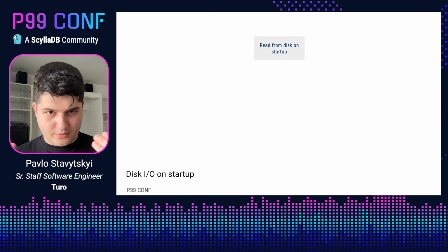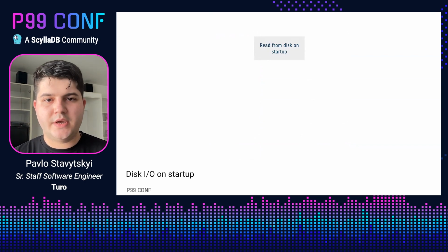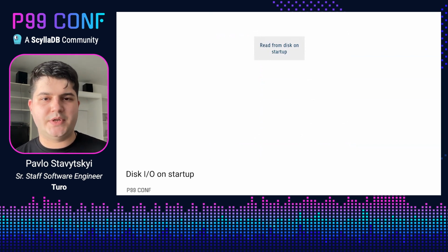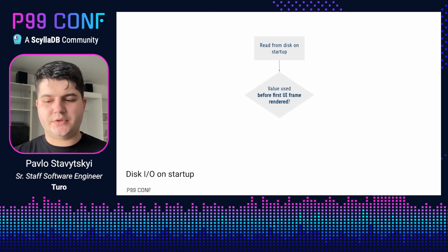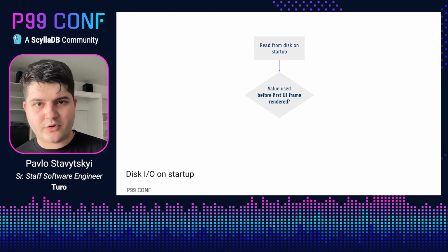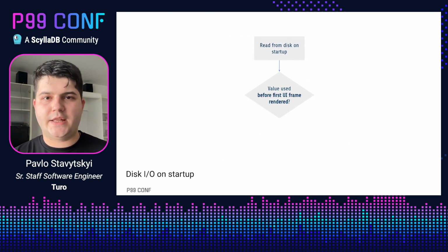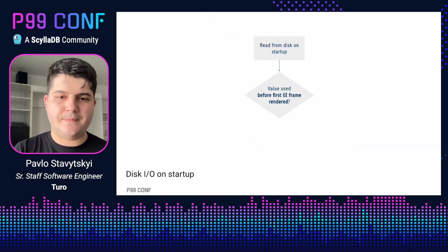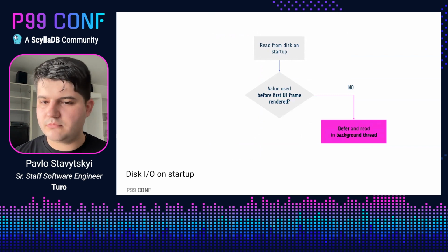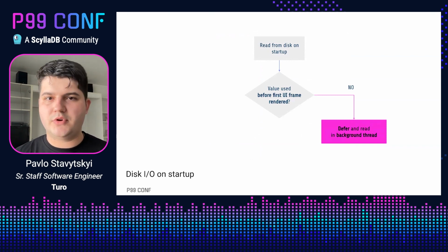And going back to disk IOs, right? When you feel like you need to perform a disk IO on startup, you should ask yourself a question. When I read this value, should this value be used before the first UI frame is rendered? In other words, does the first UI frame of the app which is rendered depend on the value that you just read from the disk? If no, just simply defer the request and read the value on a background thread.